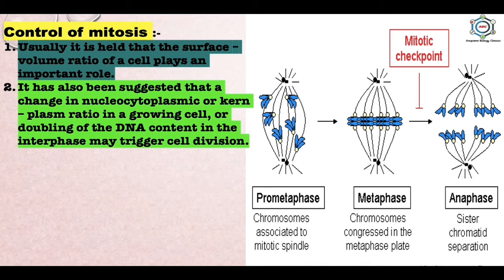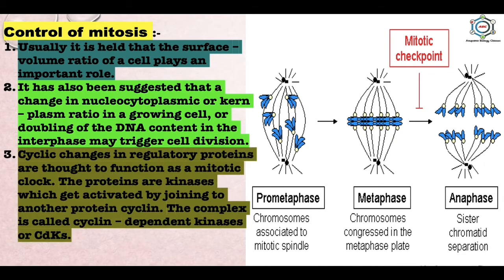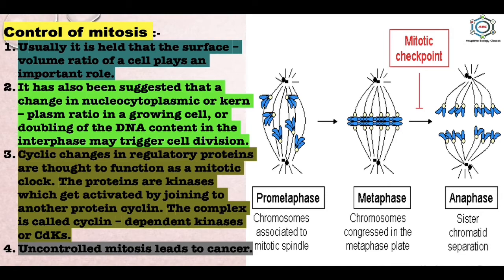It has also been suggested that a change in the nucleocytoplasmic or karyoplasmic ratio in a growing cell, or doubling of the DNA content in the interphase, may trigger the cell division. Cyclic changes in regulatory proteins are thought to function as a mitotic clock. The proteins are kinases which get activated by joining to another protein, cyclin. The complex is called cyclin dependent kinases or CDKs, which we discussed earlier. And uncontrolled mitosis leads to cancer.